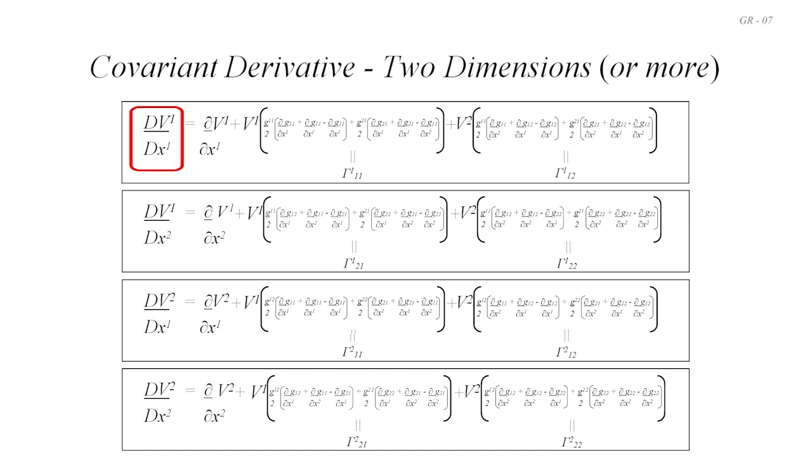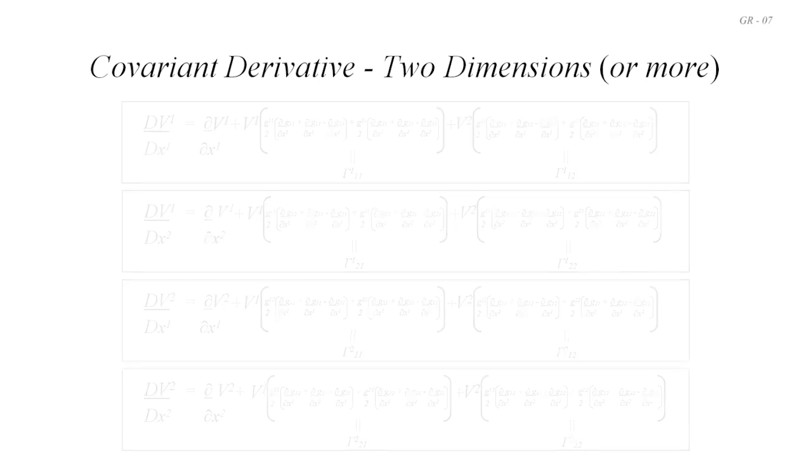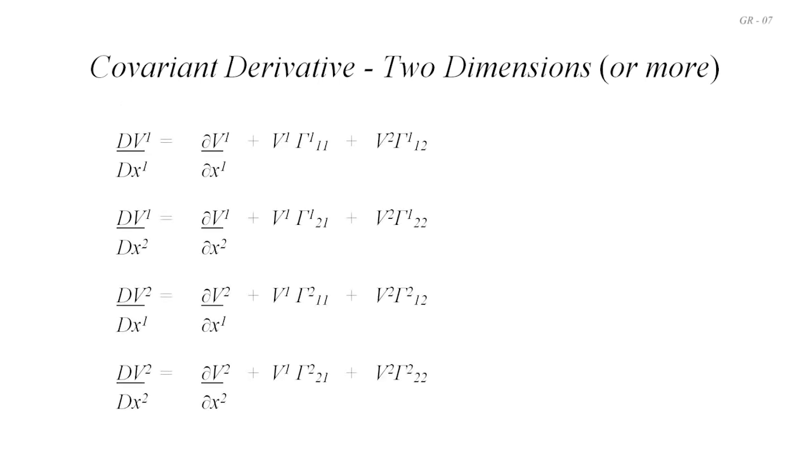There's dv1 by dx1, dv2 by dx1, dv1 by dx2, and dv2 by dx2. And they're shown here with their Christoffel symbols identified. Or if we wish to hide the Christoffel symbols instead, get rid of all the details, things look more deceptively simple, the covariant derivatives being these.